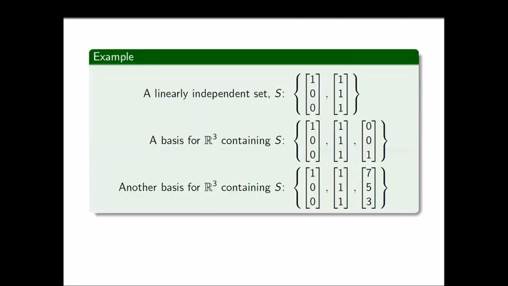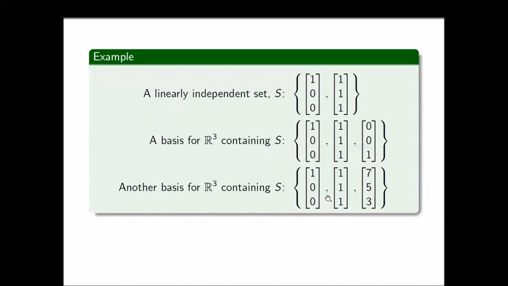So, for example, we start with a linearly independent set with 2 vectors, so (1, 0, 0) and (1, 1, 1), and then we can turn it into a basis by adding another 3-dimensional vector, such that the collection of these vectors now spans the entire R3, but the linear independence is not destroyed.